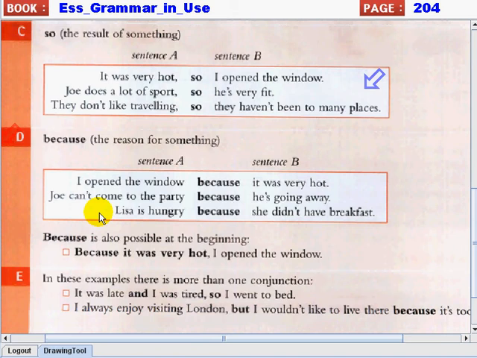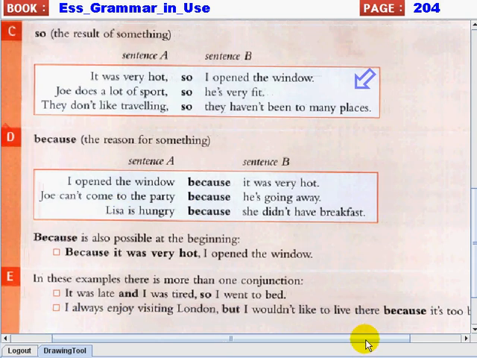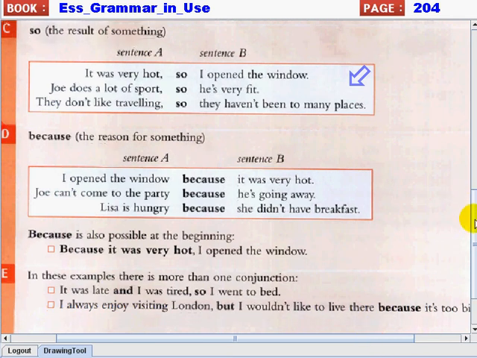We usually put the word because in the middle of our sentence, but it can also be put at the beginning of our sentence. Because is also possible at the beginning, like this one. Because it was very hot, I opened the window. You stated the reason first before the result, right? But you have to put a comma if you put the word because at the beginning. Never forget that, okay?